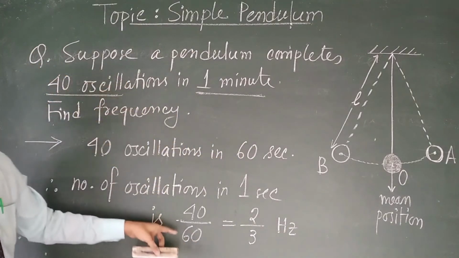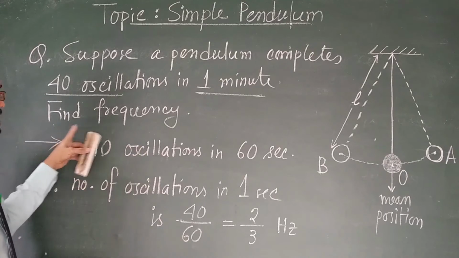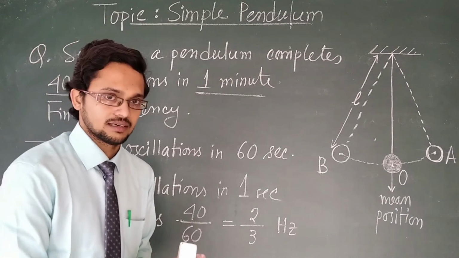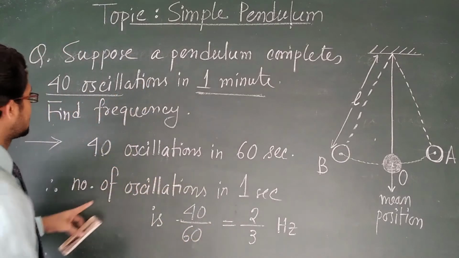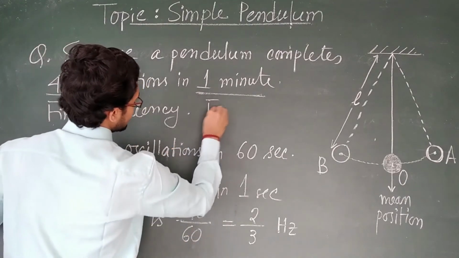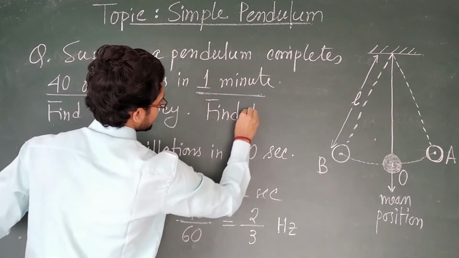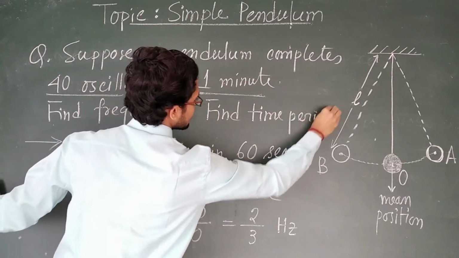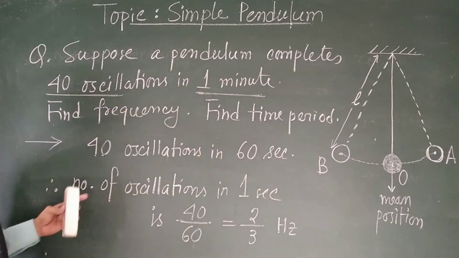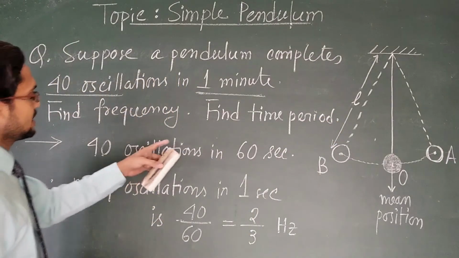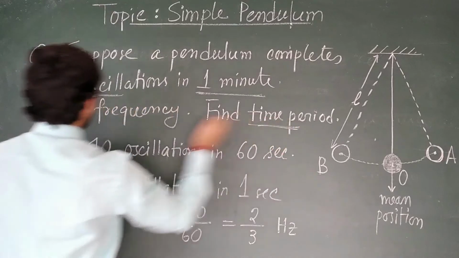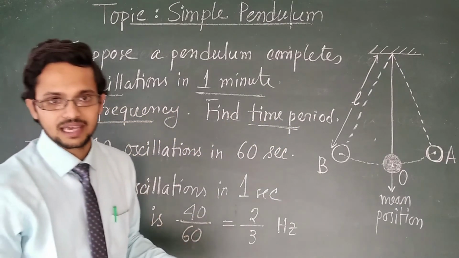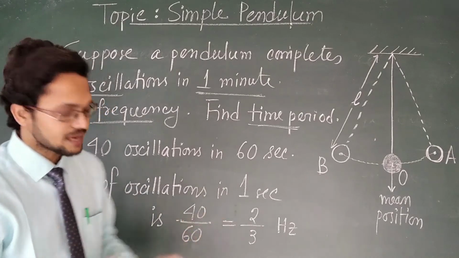Okay, so in this way we will solve this kind of problem. Find frequency. Frequency means number of oscillations in 1 second. Now after this question, suppose we have to find the time period also. Then what will you do? You will use the relation between time period and frequency. What is the relation? T equal to 1 by f.